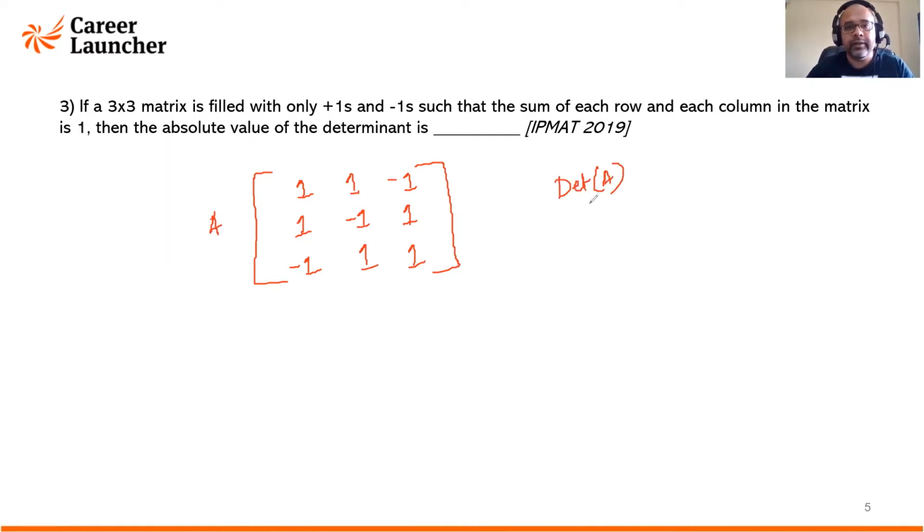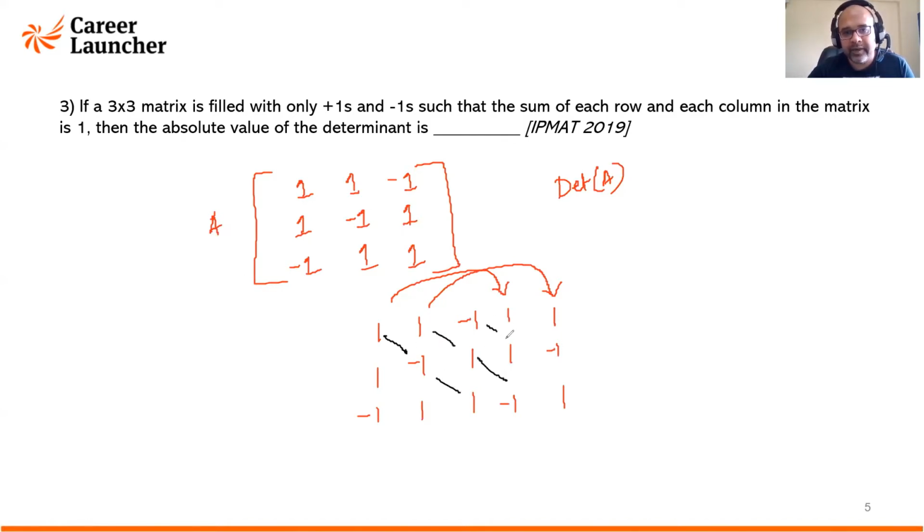If you want to find the determinant of A, we know the process. Let's quickly implement that. We can do it in 2 methods. I will use the Sarrus rule: 1, 1, minus 1; 1, minus 1, 1; minus 1, 1, 1. I will repeat the first column, 1, 1, minus 1, and I will repeat the second column, 1, minus 1, 1. Now I will take the diagonal elements like this and multiply them.